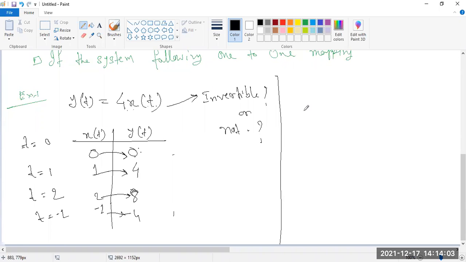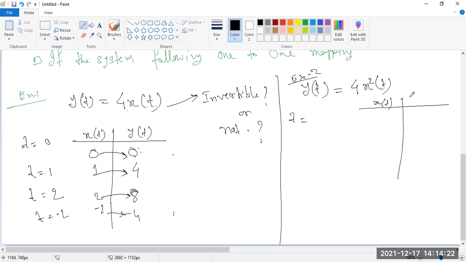But let me give another example, example 2, where y of t equals 4 of x of t. If this is possible, then for t equal to 0, x of t equals 0, and 0 into 4 is 0.